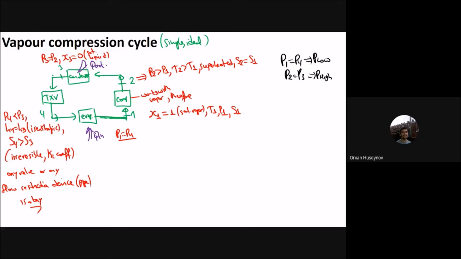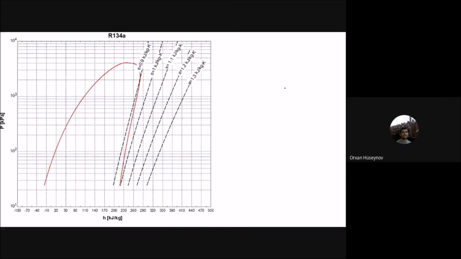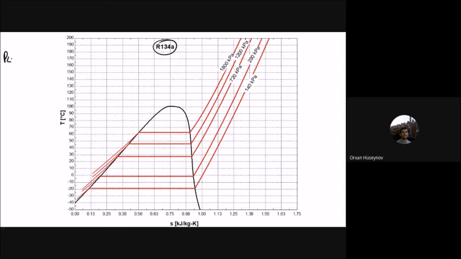Okay, now you have two pressure ranges, and for this system, I will take the low pressure as 140 and the high pressure as 720. So let me just say that P low is 140 kilopascal, and P high is 720 kilopascal. So the pressure ratio is approximately, if I take 5, okay, 6, it is less than 6. Let's say that you have a pressure ratio of about 5.